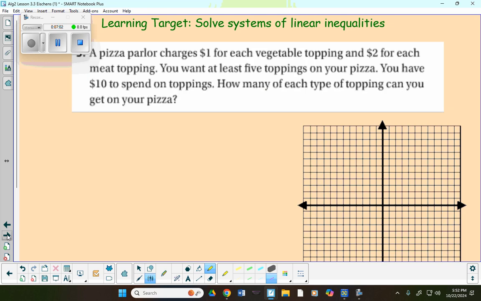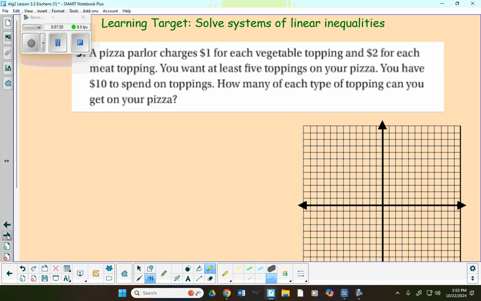Okay, next one. A pizza parlor charges $1 for each vegetable topping and $2 for each meat topping. You want at least 5 toppings on your pizza. You have $10 to spend on toppings. So that's your maximum. How many of each type of topping can you get on your pizza?